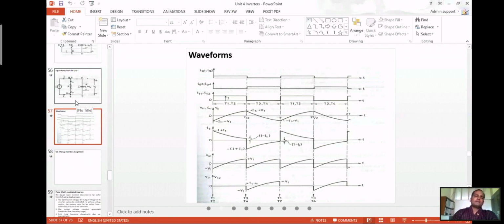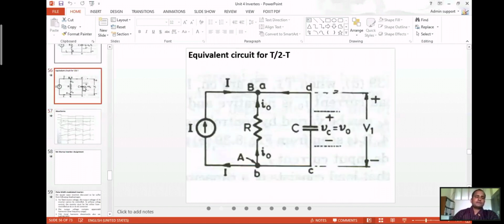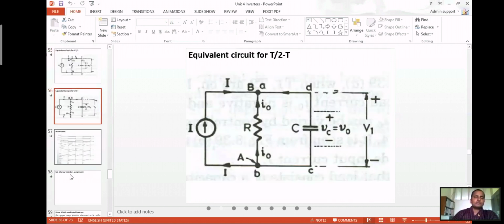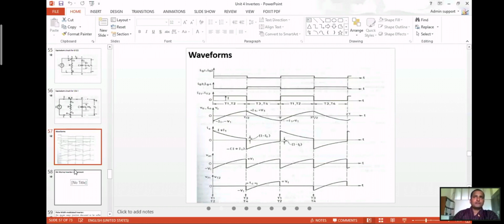So these are similar to whatever we have done previously, just to differentiate between the normal CSI and the capacitor commutated CSI. Because the capacitor is mainly used for the commutation of the SCR. So when one set of SCRs is conducting, the other set of SCRs should be commutated. So the capacitors are used.